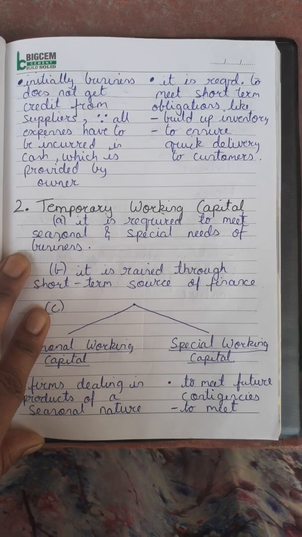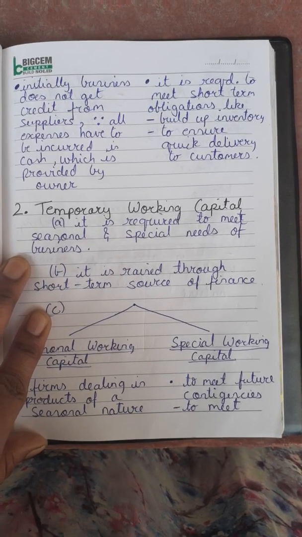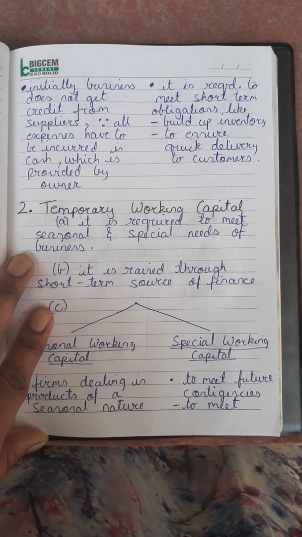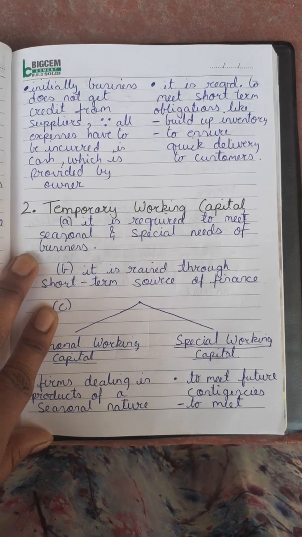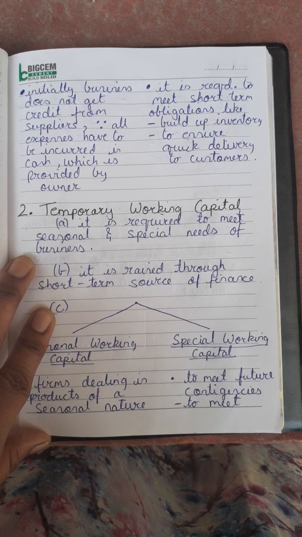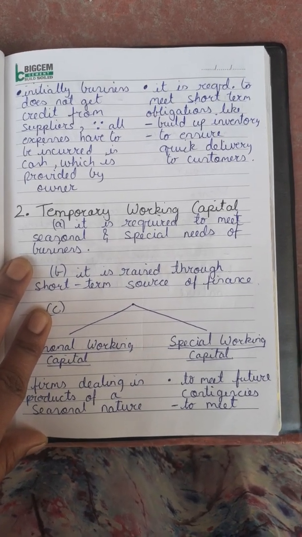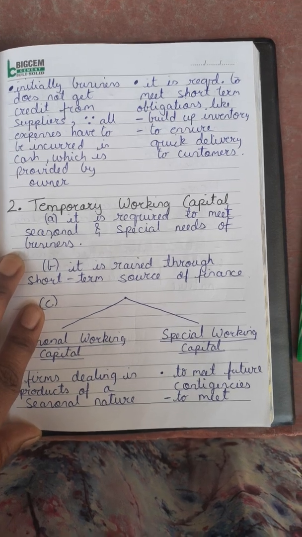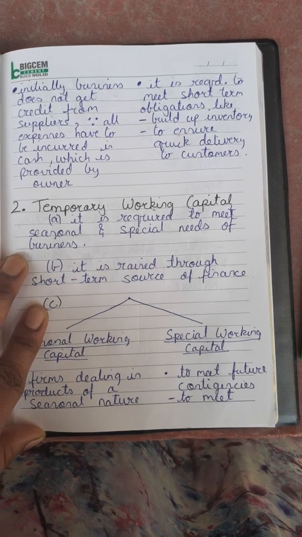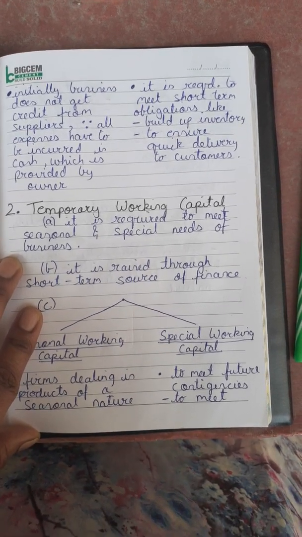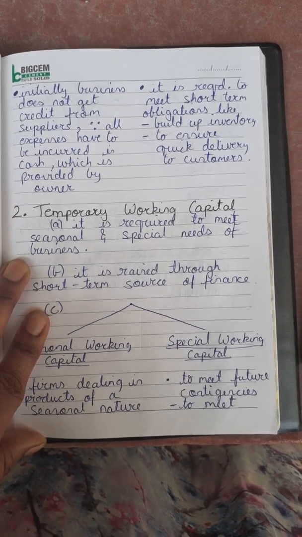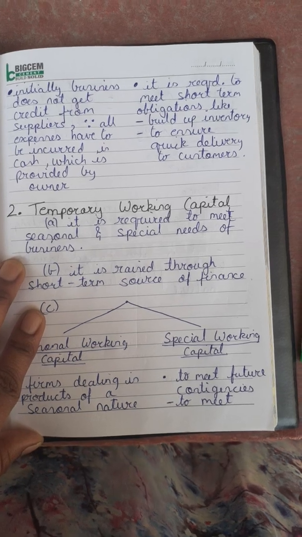Why does a company or a firm require initial working capital? A company requires initial working capital because initially business does not get credit from suppliers. That means all the expenses have to be incurred in cash, and this cash is provided by the owner. Whereas regular working capital is required to meet short-term obligations like building up of inventory, that is purchasing of inventory, so that there is no hindrance or obstacle in the production process.